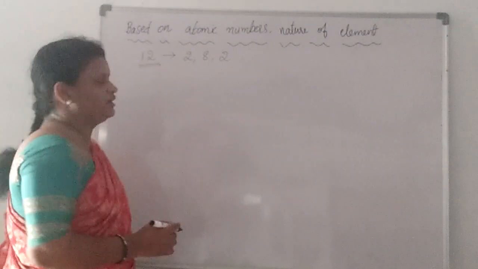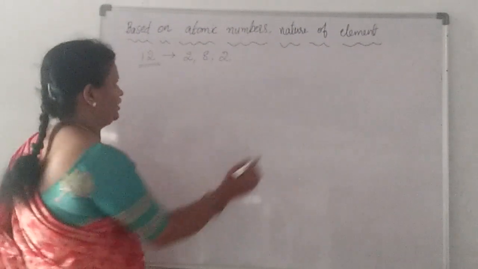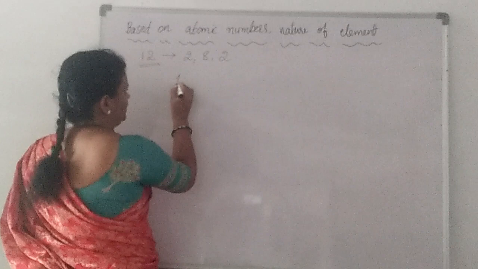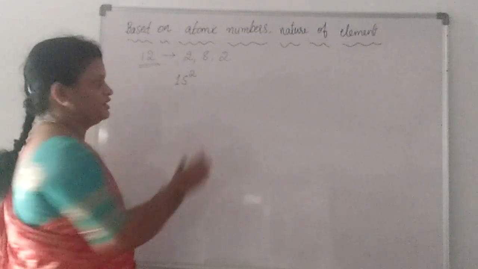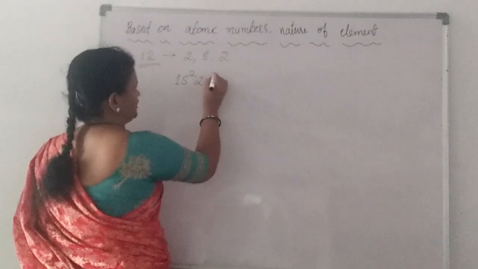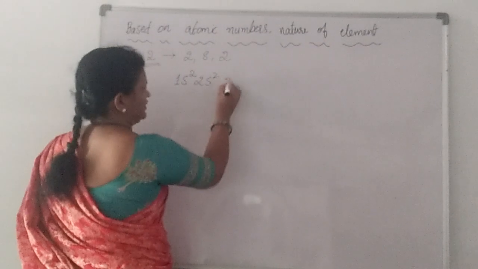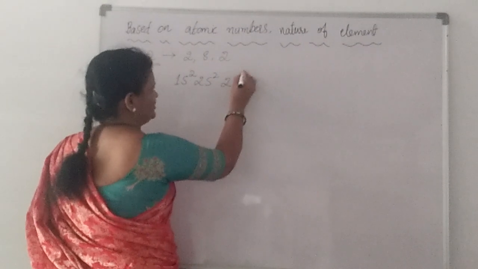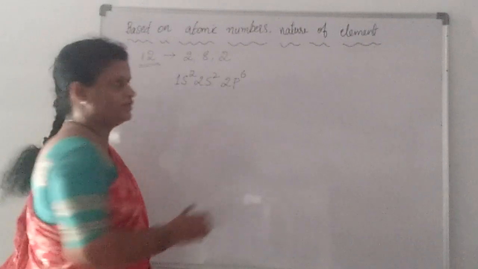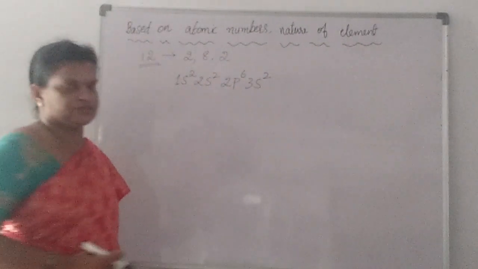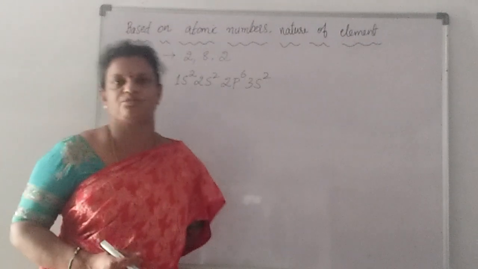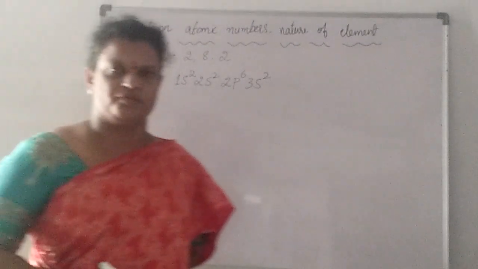If you want to write in the NLX method, what do we have to do here? First shell S subshell 2 electrons, second shell S subshell 2 electrons, second shell P subshell 6 electrons, then third shell S subshell 2 electrons. In this manner we should be able to write the electronic configuration.